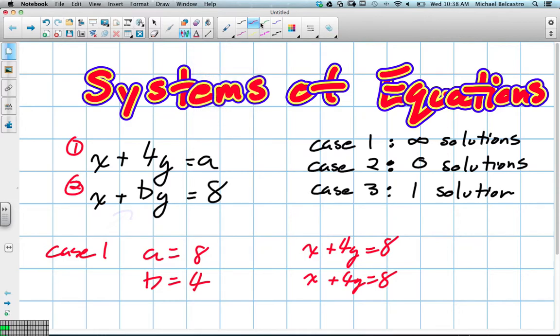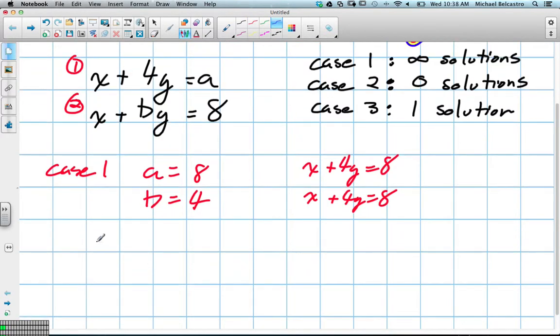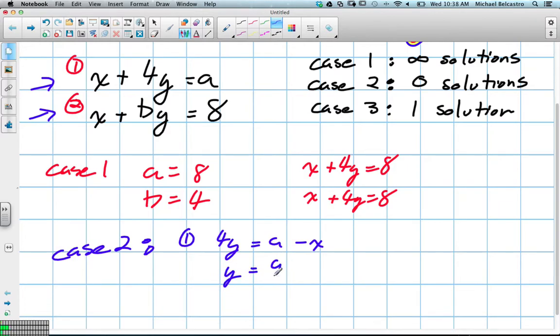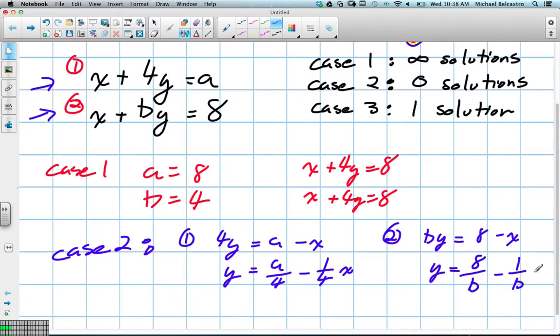If I'm looking at case 2, maybe I should change it to slope y-intercept form for you. Case 2, we're looking at 2 parallel lines. So I'm going to set them both equal to y. Maybe this will make it a little clearer. So equation 1 becomes 4y equals a minus x, so y equals a divided by 4 minus a quarter x. And equation 2 becomes by equals 8 minus x, so y equals 8 over b minus 1 over b x.